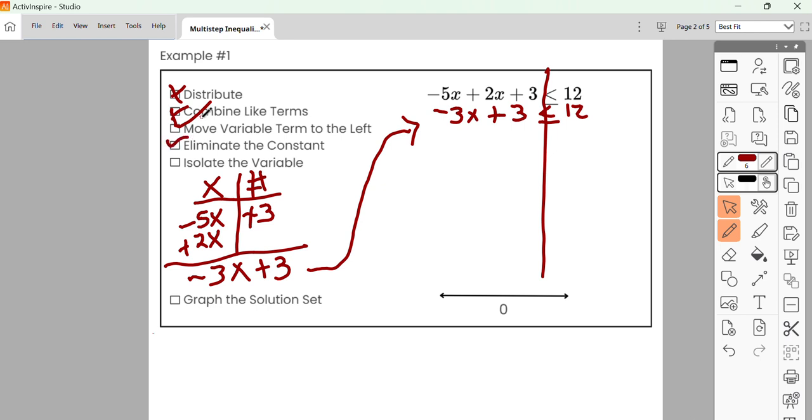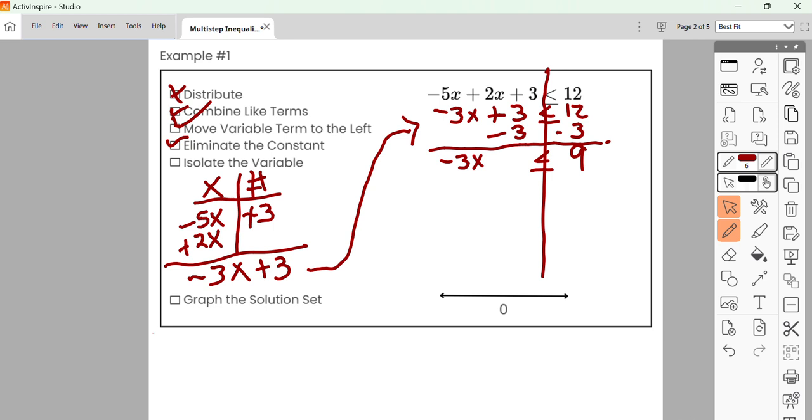Next, we're going to eliminate the constant. So the constant is a positive 3. So we're going to subtract 3 from both sides, which means you draw a line. Bring down negative 3x is less than or equal to, and 12 minus 3 gives you 9. Always use Desmos to check, please.